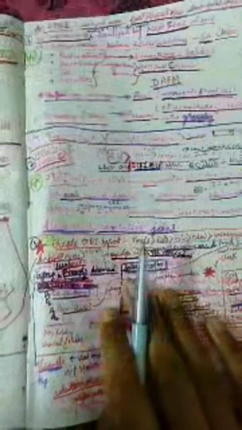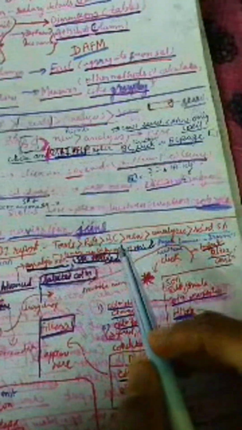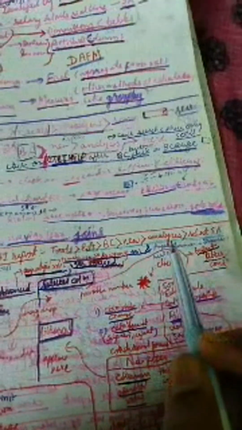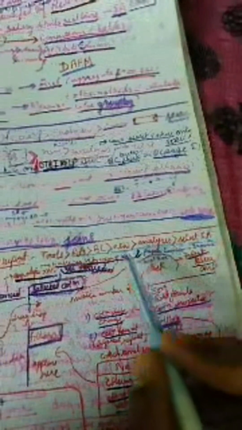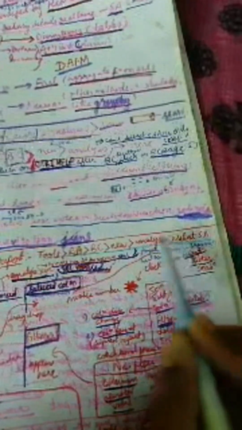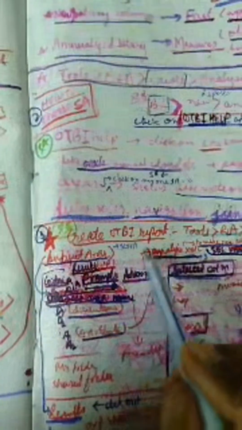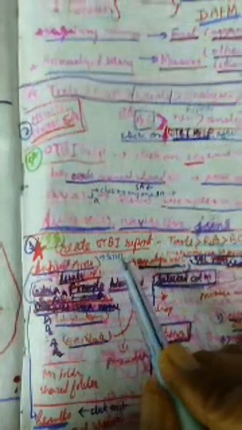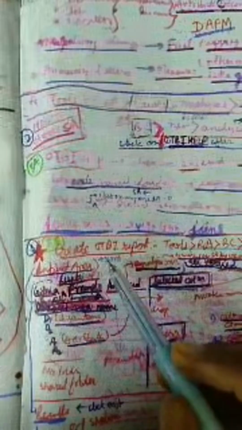Now, how to create an OTBI report. We go to tools, reports and analytics, browse catalog, new analysis. It's still the same here. Then we select a subject area. Because I am creating a new analysis, I can only scroll for my subject area. Here we have only an option to scroll for it. If we go through create, then we can search for the subject area.